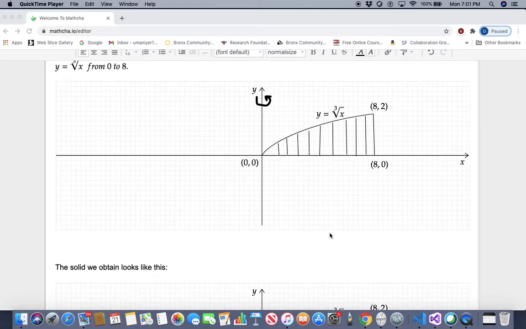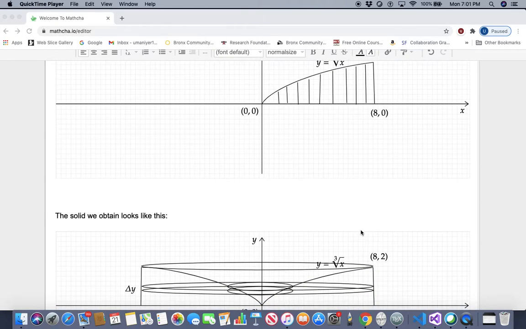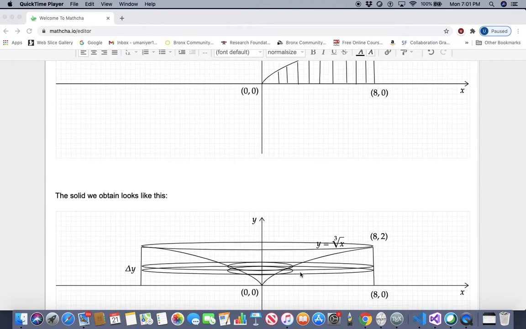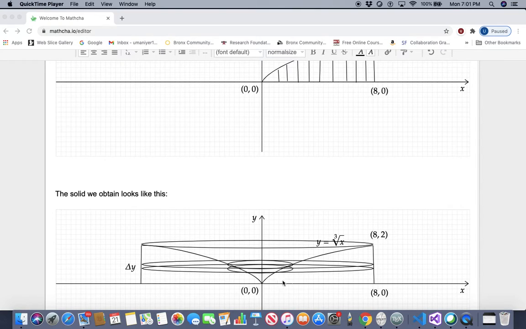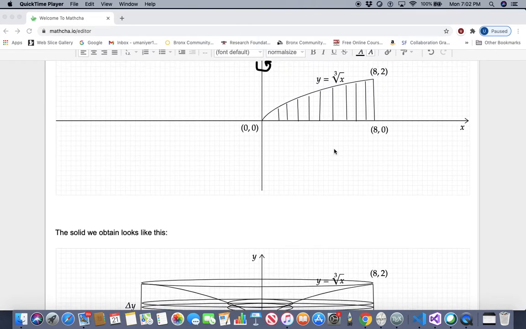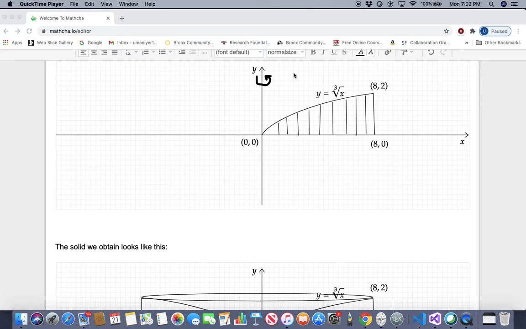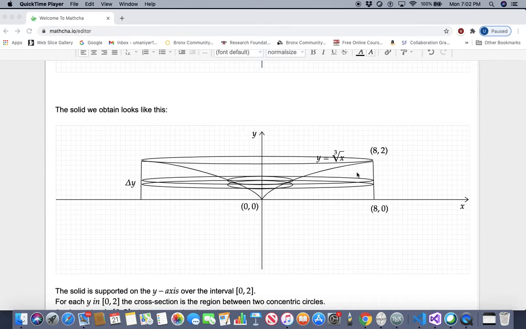So what happens? You take that region and rotate it about the y-axis and you get a solid shape like that, with a big hole inside like that. I hope you can visualize it. I take this piece and rotate this entire thing about the y-axis, and I get a solid which has a hole in the middle. So it's almost like a cylinder except with a big hole in the middle.